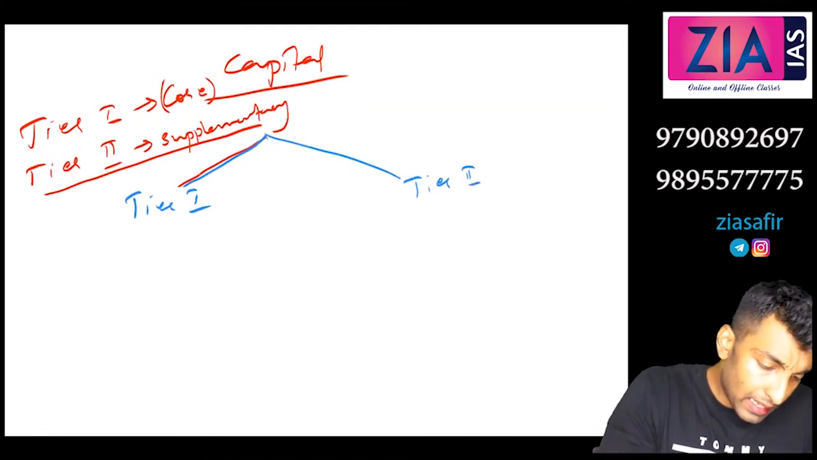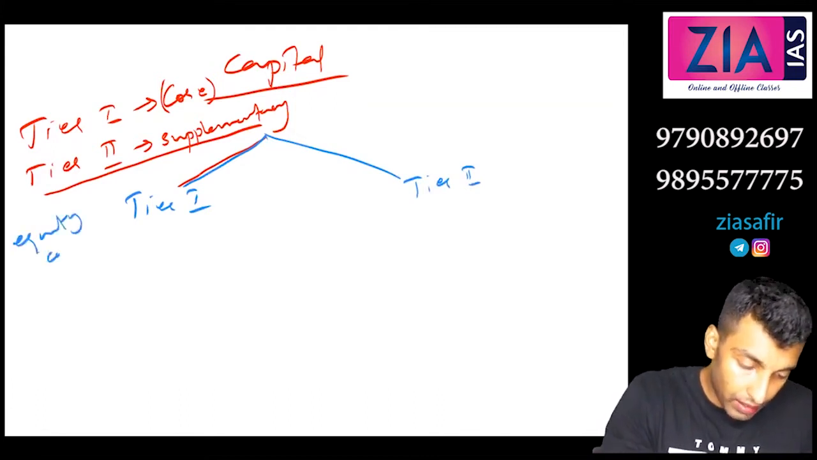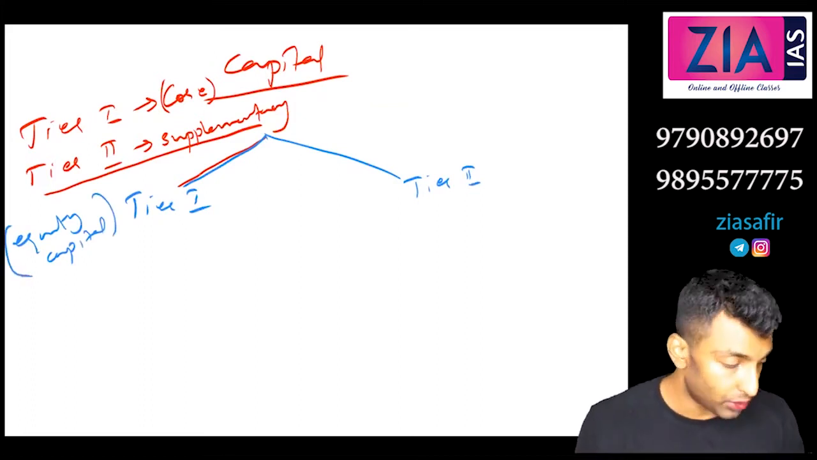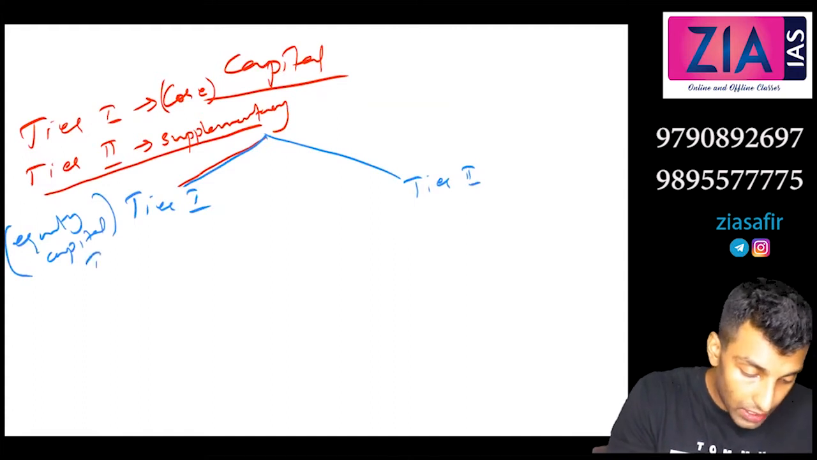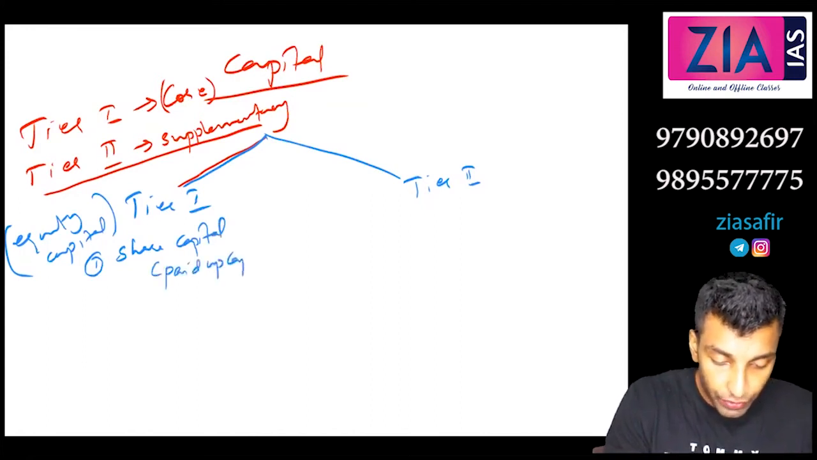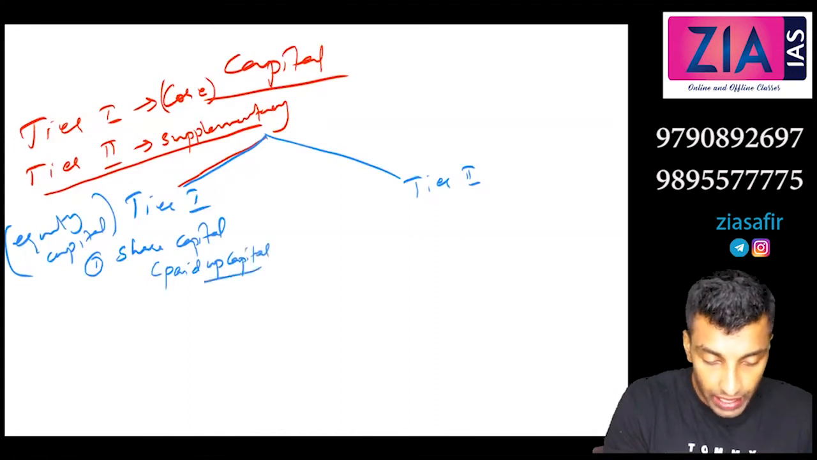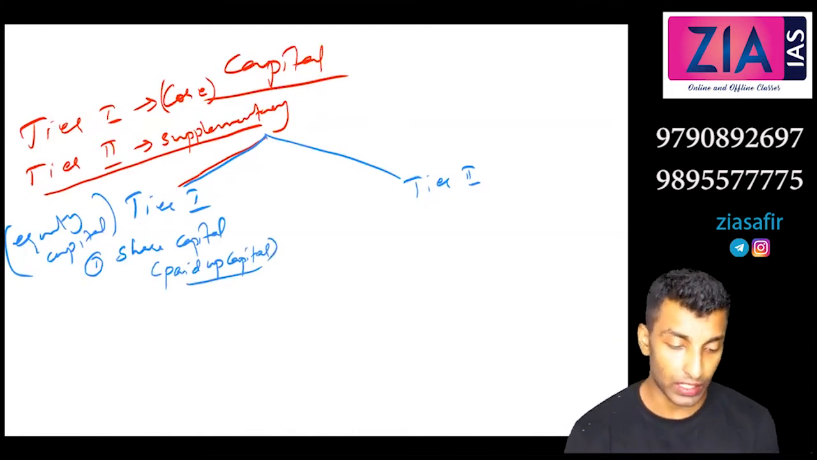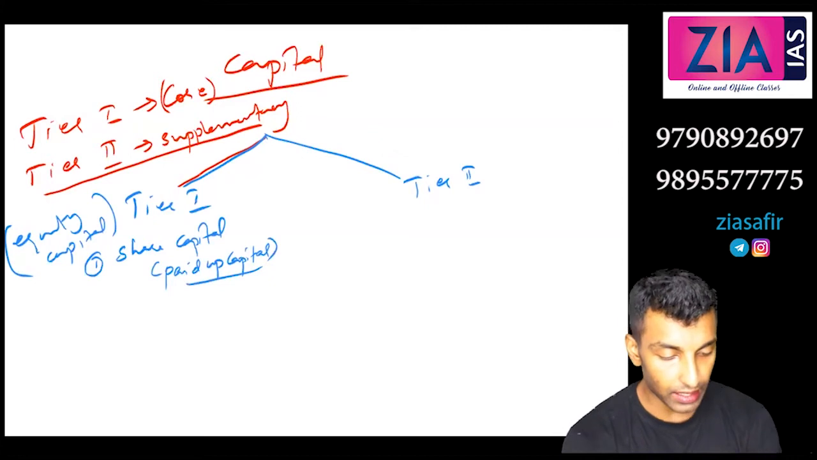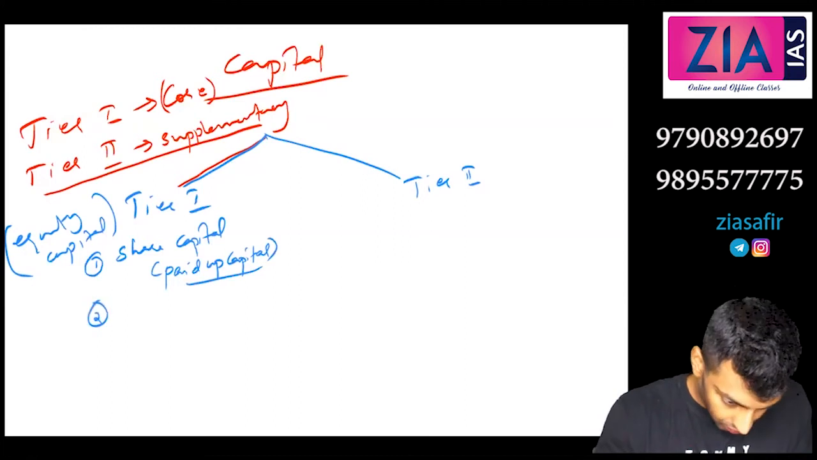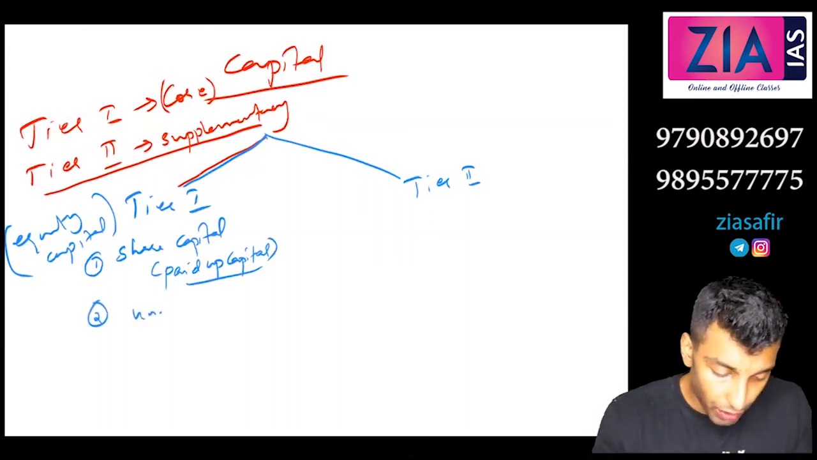Tier 1 capital is basically the equity capital, the actual investment of the shareholder or the investor. The first component is share capital or paid up capital. If you are not familiar with these words, paid up capital, share capital, you don't need to worry. Just understand these are the owner's capital, the owner's investment. When we discuss the capital market, I will explain what share capital and paid up capital are. Second is undistributed profit.